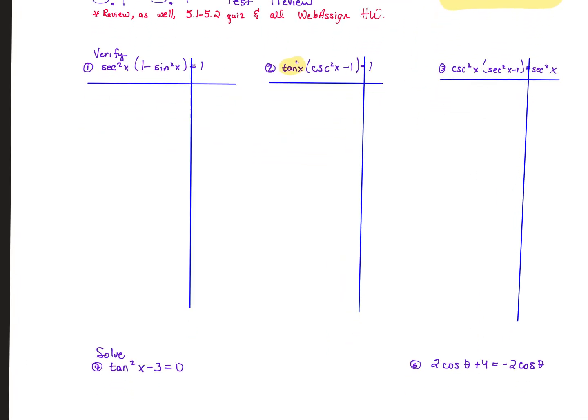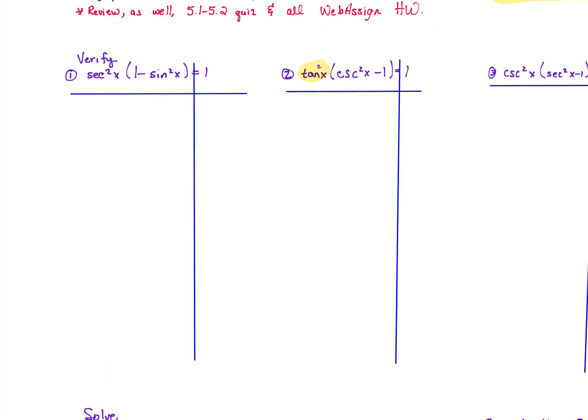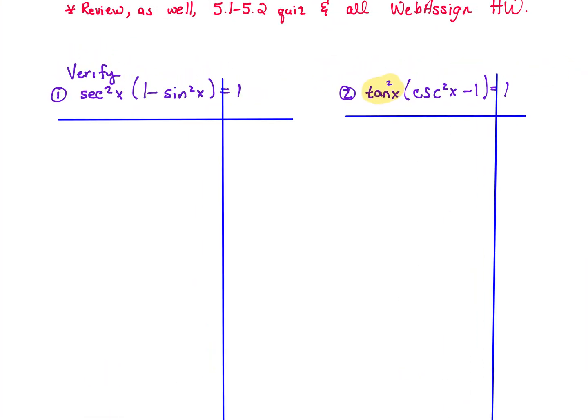So let's just go over the verifying quickly, please. Again, you should have your identities in front of you. I don't have them pulled up here, but I have them next to me. Secant squared, 1 minus sine squared. Both of those have squareds in them. The 1 minus sine squared should set off some bells and whistles because it's a trig function squared that's attached to a plus or minus 1.